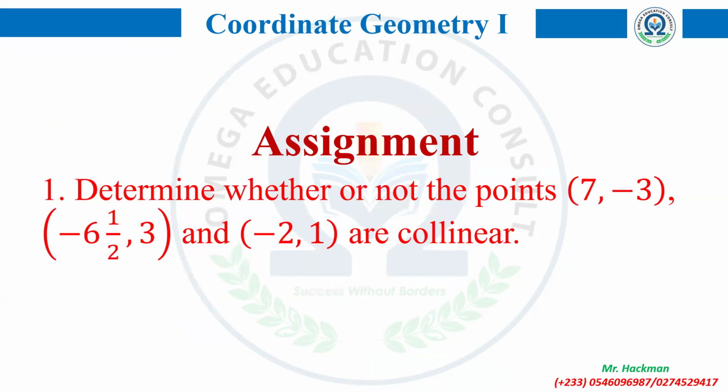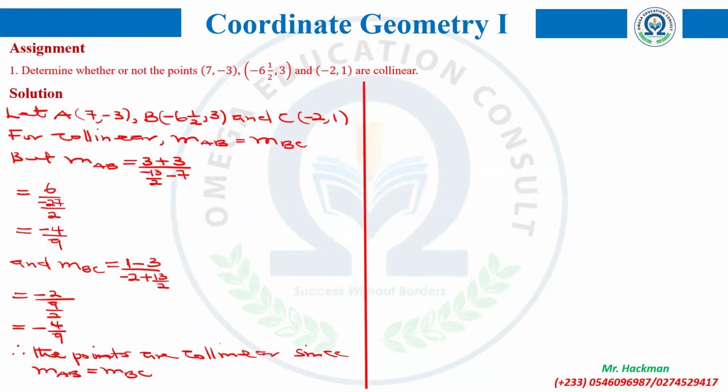The homework was about collinear points. You are asked to determine whether or not these three points are collinear. I remember I told you in the video, if the points don't come with a name, give them a name. It will make your presentation better, because your gradients will be the gradients of lines joining certain points, so that we can easily follow. It will be coherent.